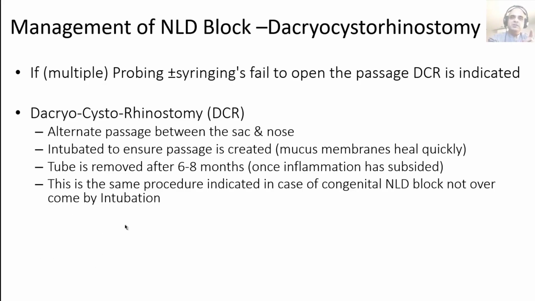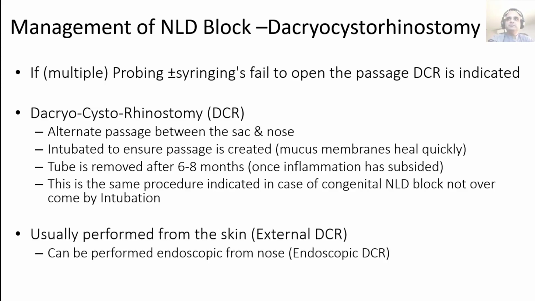And this procedure is the same procedure that's indicated if intubation fails as a measure of overcoming congenital nasolacrimal duct obstruction. It is usually performed from the side of the skin. It's called external DCR, but it can also be performed endoscopically from the nose, endoscopic DCR, which is done by ENT surgeons in collaboration with ophthalmologists. In fact, the entire DCR surgery can be done by ENT surgeons, otorhinolaryngologists, simply because the finesse is mostly to do with the nasal part of the surgery rather than the ocular part of the surgery, as you will see in a moment.